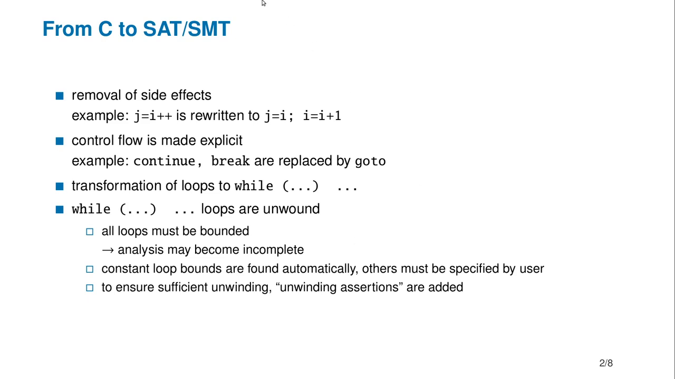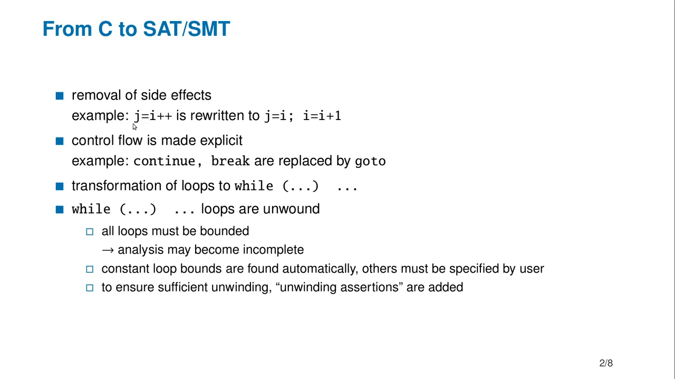So for example, if we have an expression J is set to I++, where we have on the one hand the increment of the variable I and on the other hand the assignment, we rewrite this into two steps, and we say, okay, J is set to I and I is increased by 1. And so we have eliminated this side effect. We have on the one hand the assignment and on the other hand the increment of the variable.